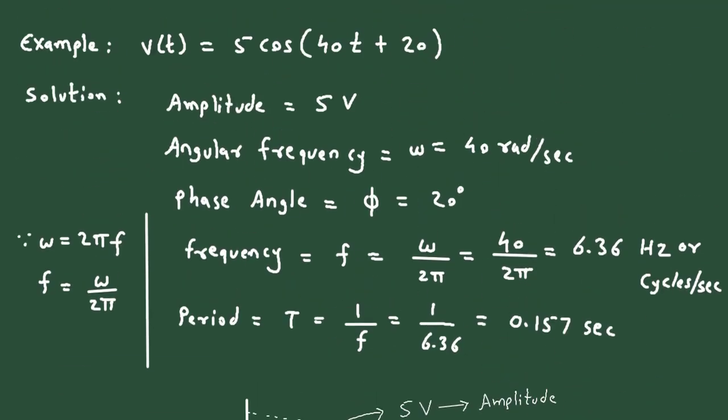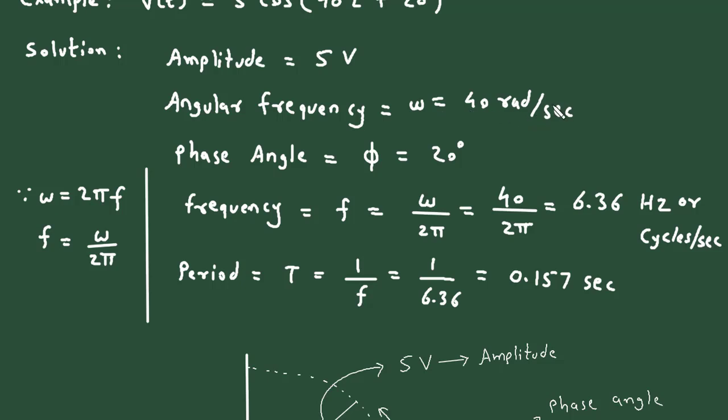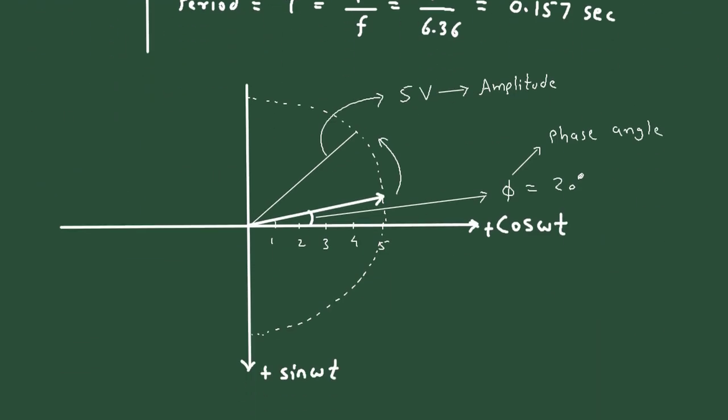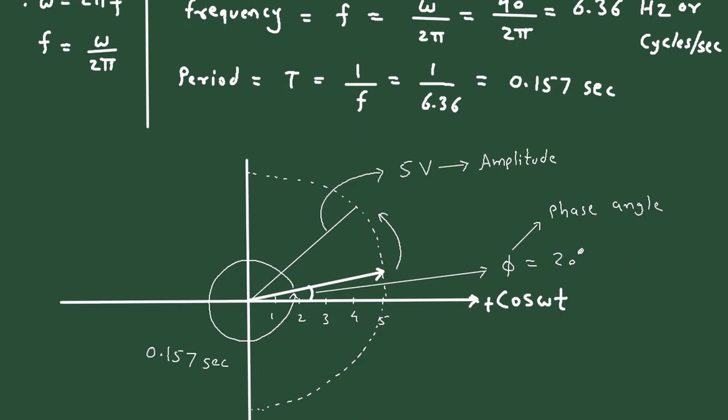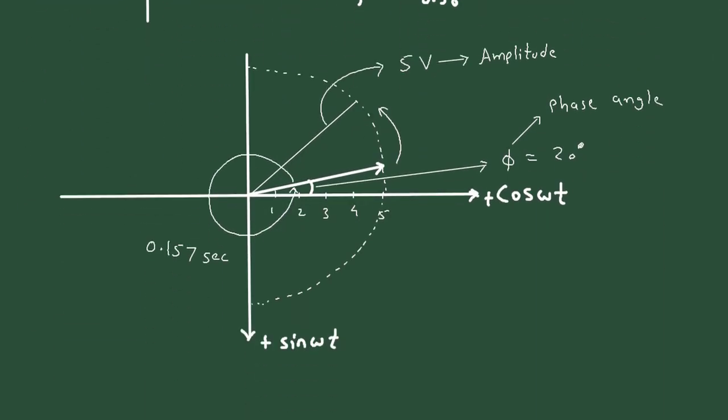Now next is amplitude, then phase angle, then angular frequency. So angular frequency is 40 radian per second. That means from this angular frequency we can find frequency, and then from frequency we can find time period. So time period is 0.157 second. That means it will complete one cycle in 0.157 second. So this is the time period. So this is how we can represent sinusoidal function by graphical representation.